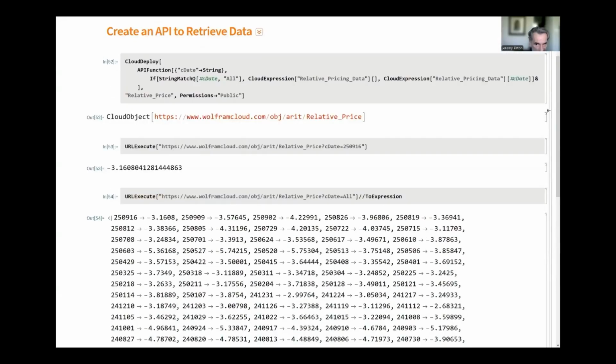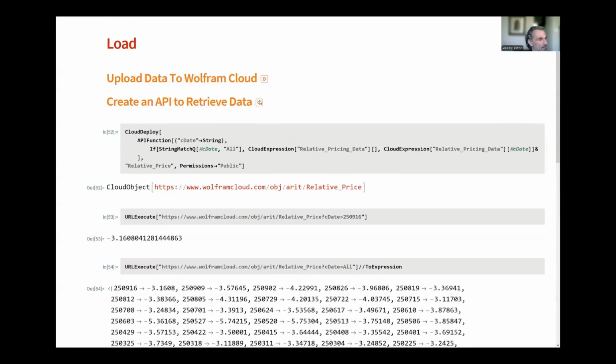This is almost trivial compared to the work required to publish a Python API in Amazon Web Services. Again, it's a recurring theme with Mathematica. The brevity of code to get the job done is astounding, I think. And basically that translates into developer productivity.